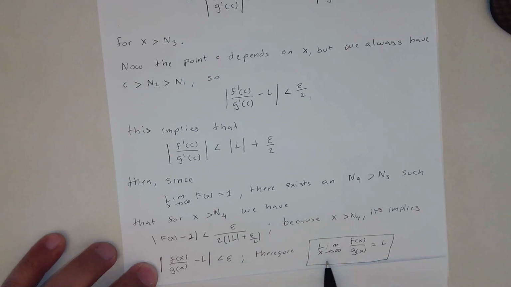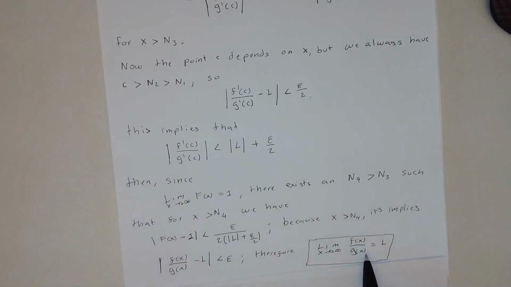Okay, so therefore the limit, whenever we have f of x over g of x tending to infinity in both sides, is equal to L, which is the limit of the derivative of both functions.